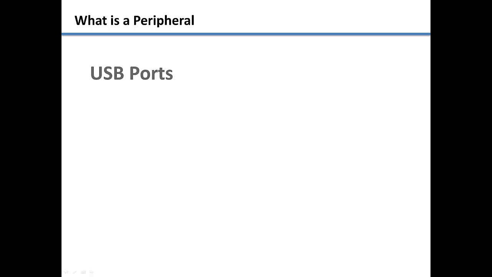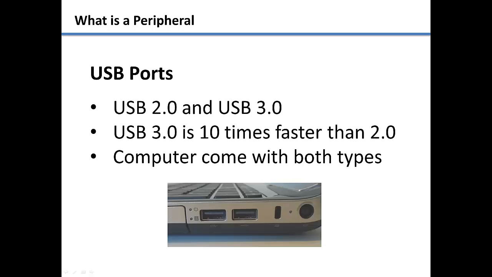The most common type of port that you will find are USB ports. As of the making of this video, USB ports come in both 2.0 and 3.0, with 3.0 being the latest. USB 3.0 is 10 times faster than its predecessor, USB 2.0. Right now, you will find computers with a combination of both 2.0 and 3.0 ports.